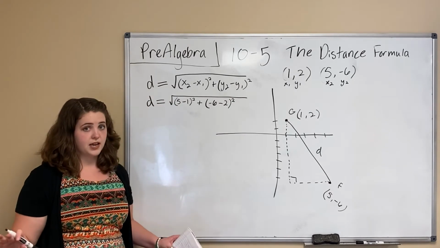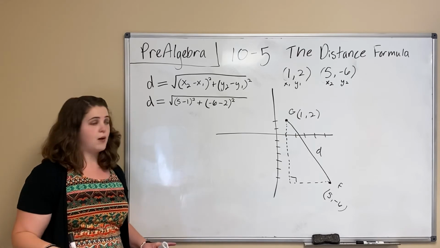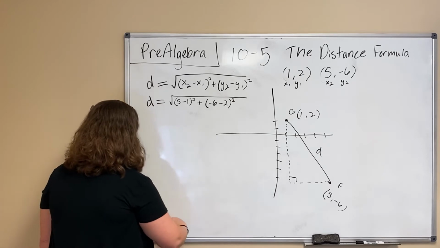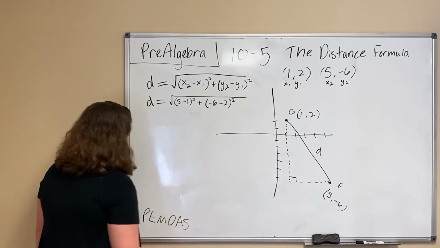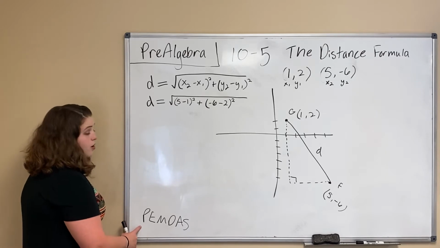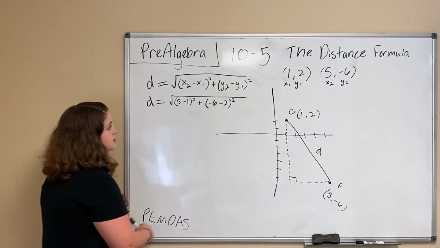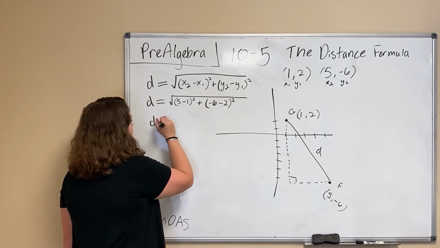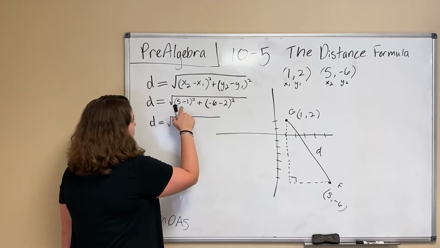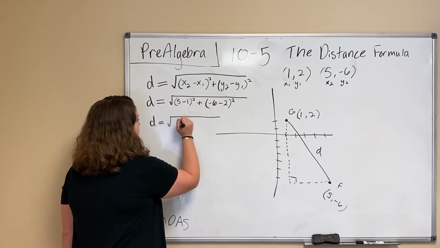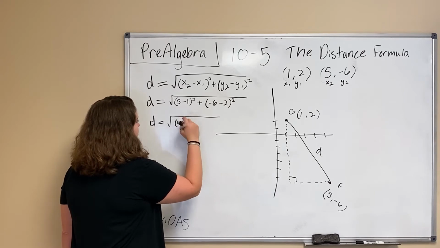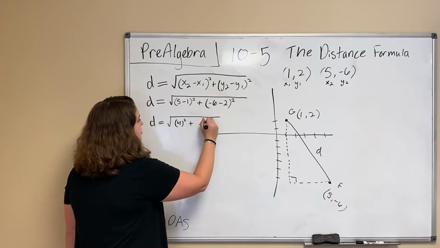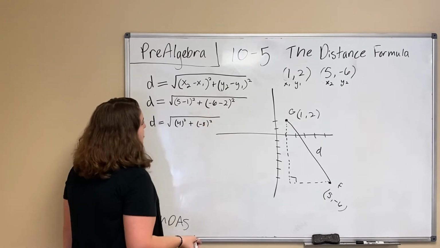Okay, now I'm going to simplify it one step at a time using my order of operations. Hopefully you also have committed that to memory. You remember PEMDAS, that's how we remember it. Now the first thing we do in PEMDAS is parentheses. So what's inside our parentheses here is 5 minus 1. So we're going to do D equals the square root of 5 minus 1, which is 4. We leave that squared. Plus negative 6 minus 2, which is negative 8 squared.